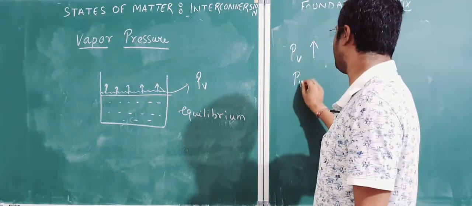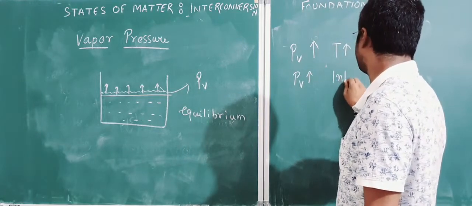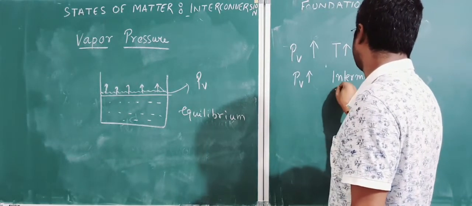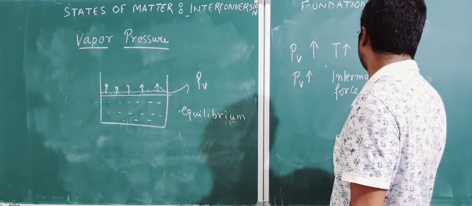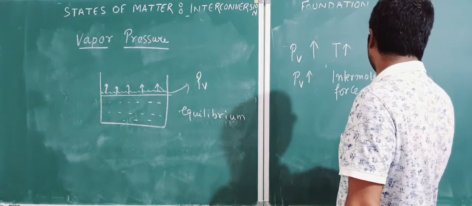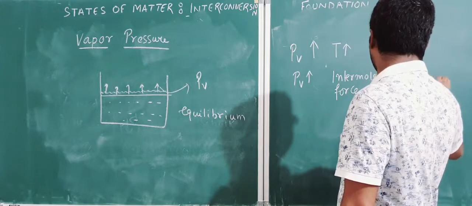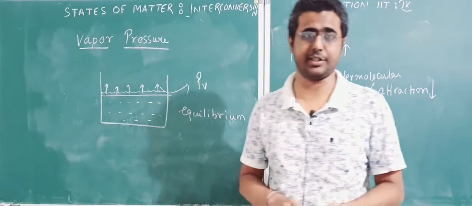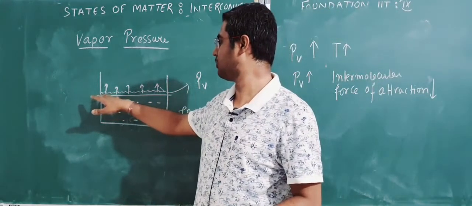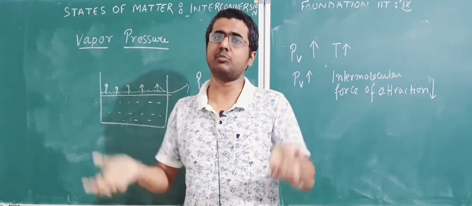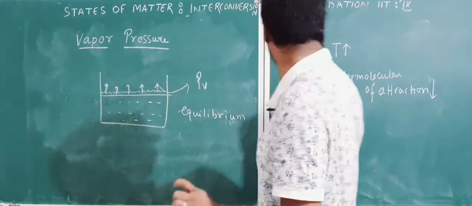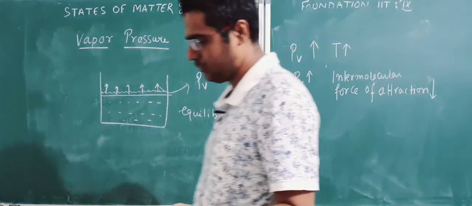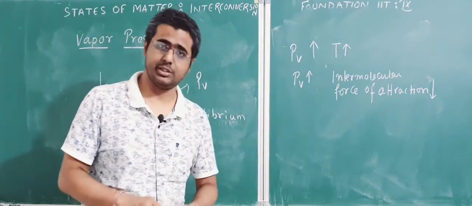वेपर प्रेशर विल ऑल्सो इंक्रीज इफ intermolecular force of attraction decreases. So if there is a liquid which doesn't have much of intermolecular force of attraction, more and more molecules will be in this film. So more molecules means more pressure, simple. So vapor pressure will increase if the intermolecular force of attraction decreases, or if it is a liquid with greater intermolecular force of attraction, vapor pressure will decrease.